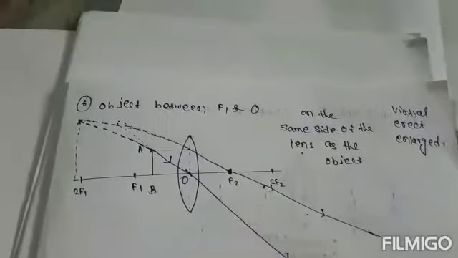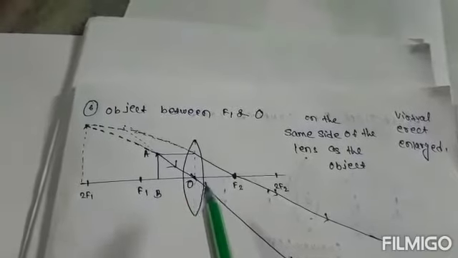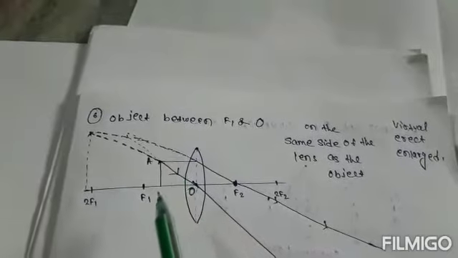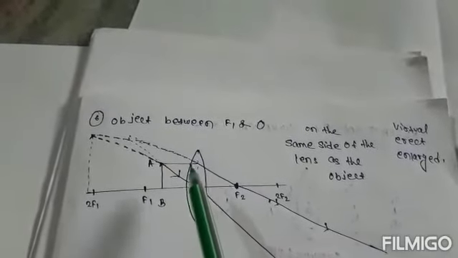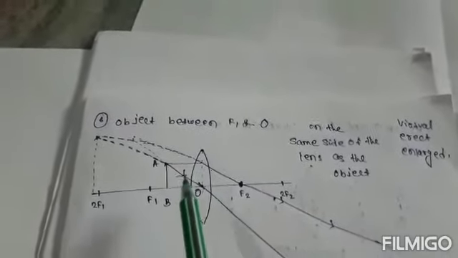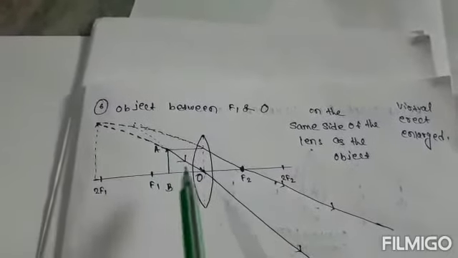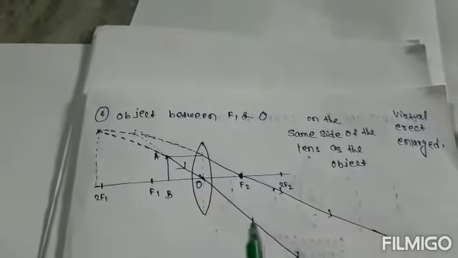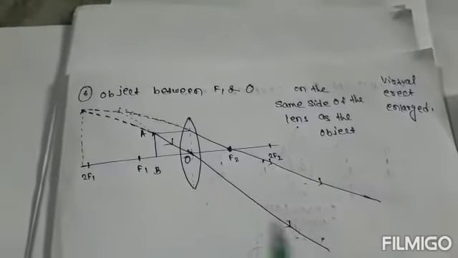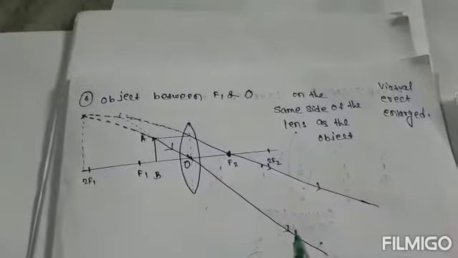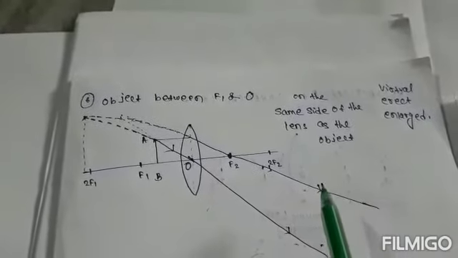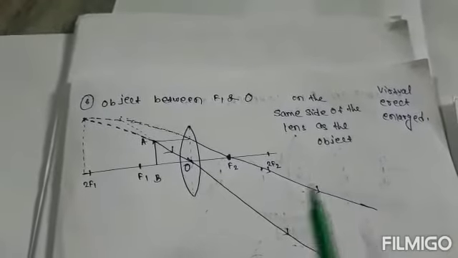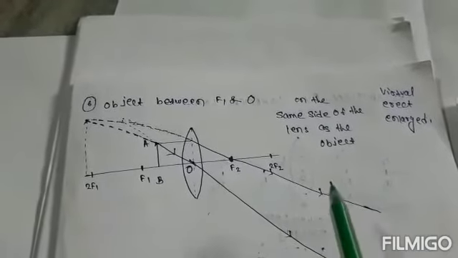Then place the object between F1 and the optical center. Here also consider two rays. One is parallel to the principal axis, and after refraction it passes through F2, and another ray passes through the optical center, and after refraction it emerges without any deviation. But here the two refracted rays are diverging. That means they do not meet even at infinity, so we cannot get an image in this figure.